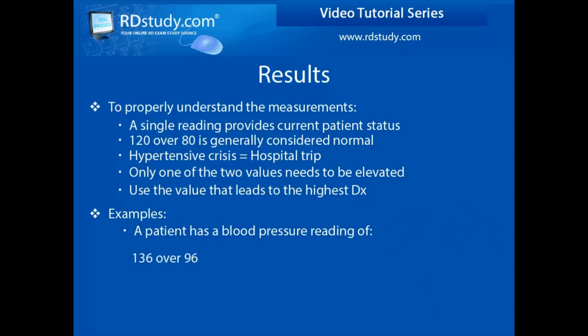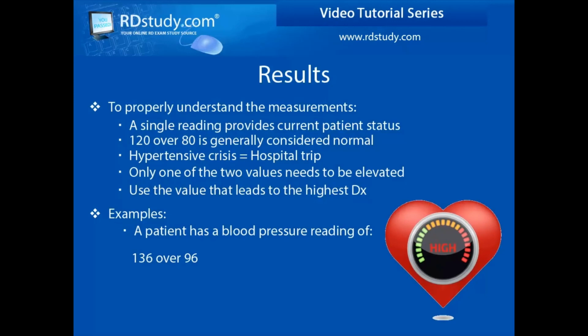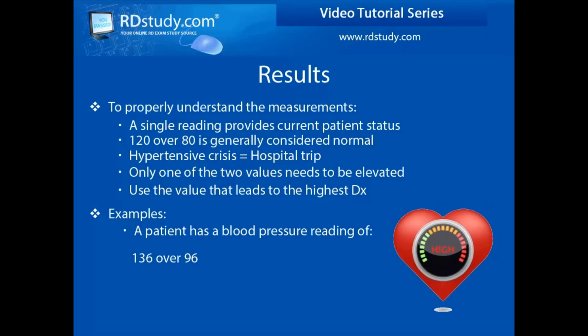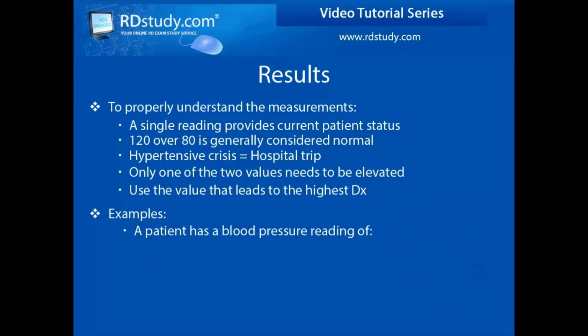Lastly, a value of 136/96. A systolic value of 136 indicates prehypertension, but the 96 for diastolic points to hypertension, so this would be considered hypertension. The 4 questions that follow this video will further test you on your understanding of this topic.